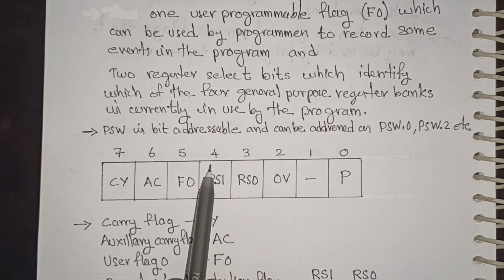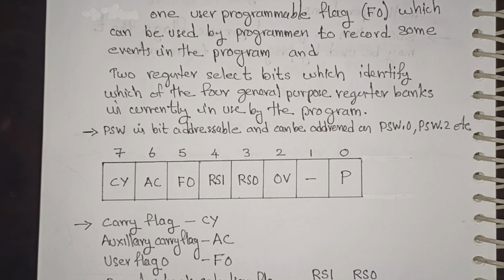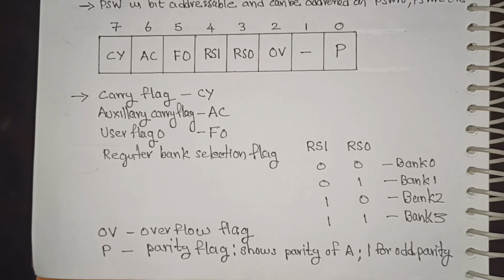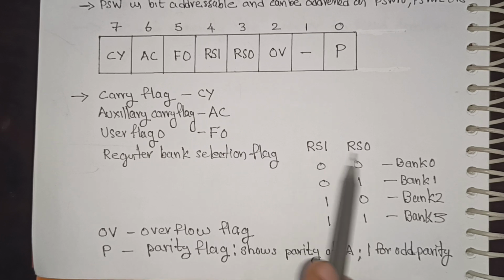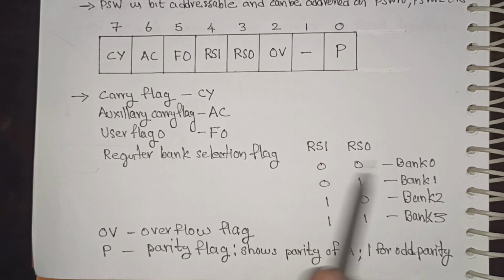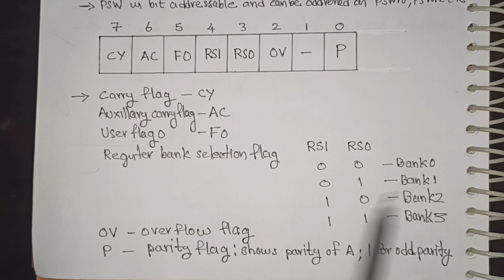Then the third and fourth are the register selection bits. We have 2 bits, and we use them to select the register bank. These are the combinations. If RS1 is 0 and RS0 is 0, bank 0 is selected, and this is the default bank. 0 1 is bank 1, 1 0 is bank 2, and 1 1 is bank 3.